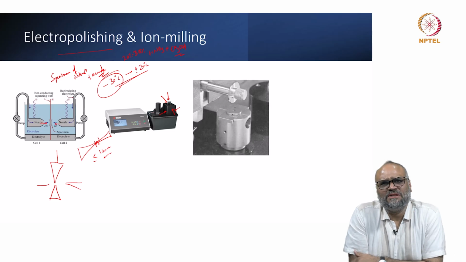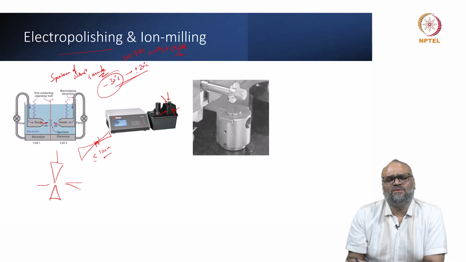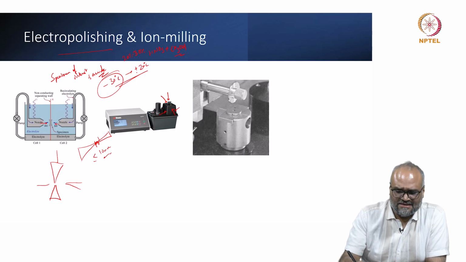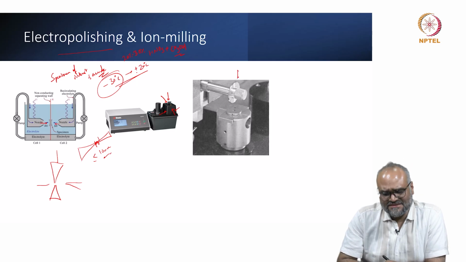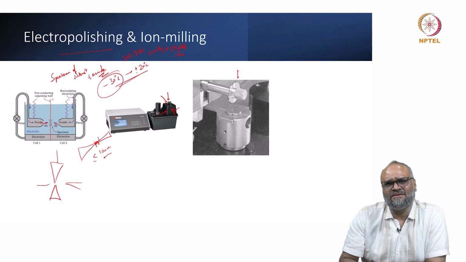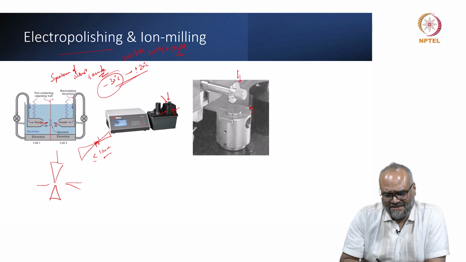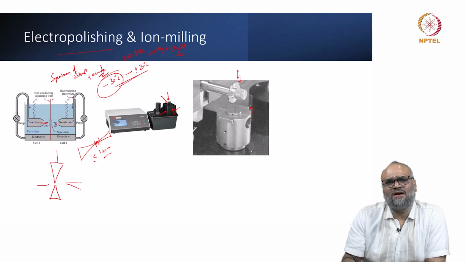Moving on to a dimple grinder. This is how a common dimple grinder looks like. Please ensure that the rotation speeds, the suspension that you use as a grinding media, the rotation speed of the turntable, the rotation speed of the grinding wheel itself is such that you do not cause any delamination of thin films.